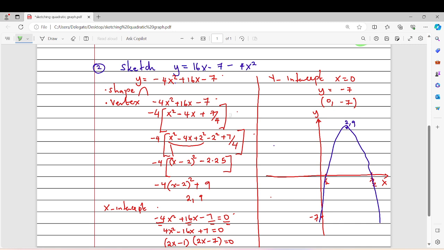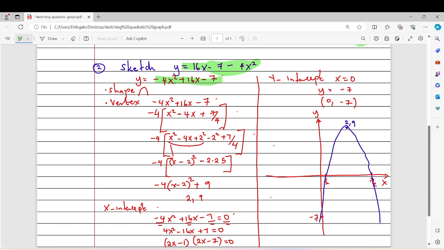So we are going to sketch y equals 16x minus 7 minus 4x squared. First and foremost, you can see clearly that this is a quadratic equation, and the coefficient of x squared, if I rearrange it, is negative. If it is negative, it tells me that it is a maximum. The turning point is at the top.